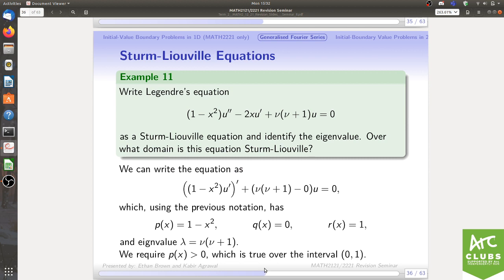Alright, probably the most basic example of a Sturm-Liouville equation is the Legendre equation. I don't know how to say it properly, so hopefully that was okay.